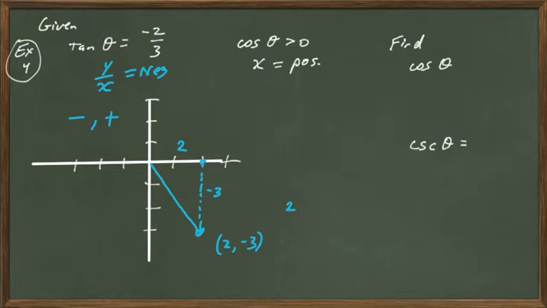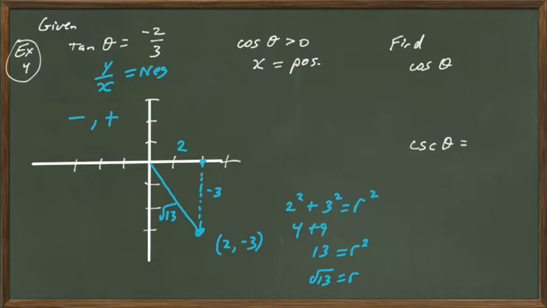Pythagorean theorem: leg squared plus leg squared equals hypotenuse squared, or r squared. 4 plus 9, 13 is r squared. So the r is going to be radical 13. The hypotenuse is always positive. Let me make that clear. The hypotenuse is always positive.